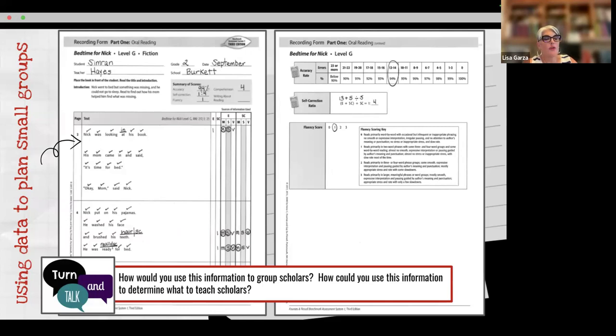Turn and talk with your table about why this information would be helpful when grouping scholars and then determining what to teach the scholars in small groups. I'll give you 3 minutes to discuss this at your table.